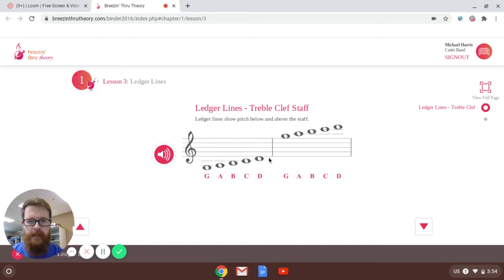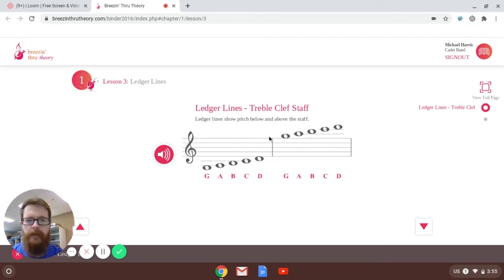If we imagine E being on the bottom line, and we go backwards in the alphabet 1 letter, we come to D, which would be right below E. If we go backwards 1 more time, we go down to C, and then down to B, and so on and so forth. It's a little easier to see as we go up.